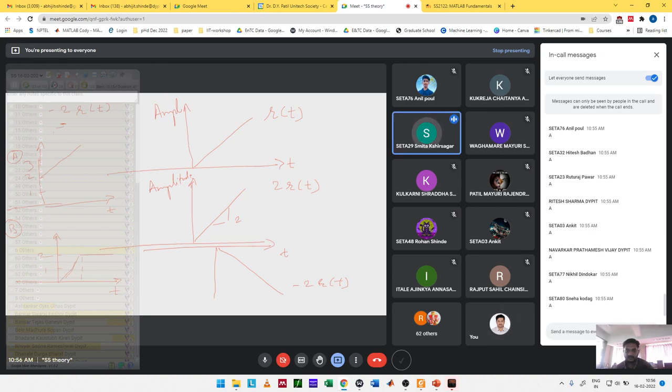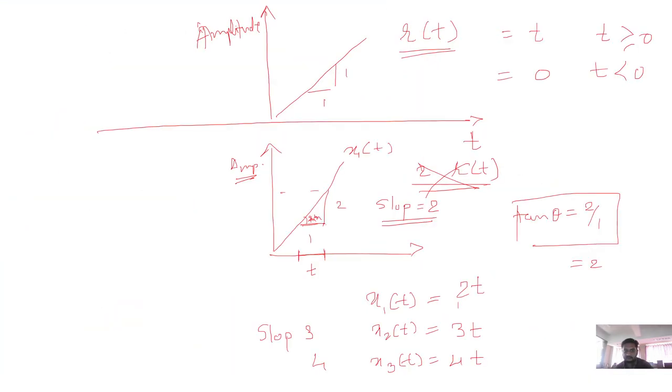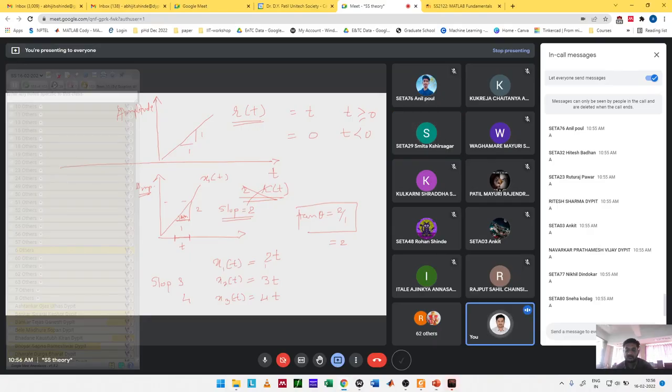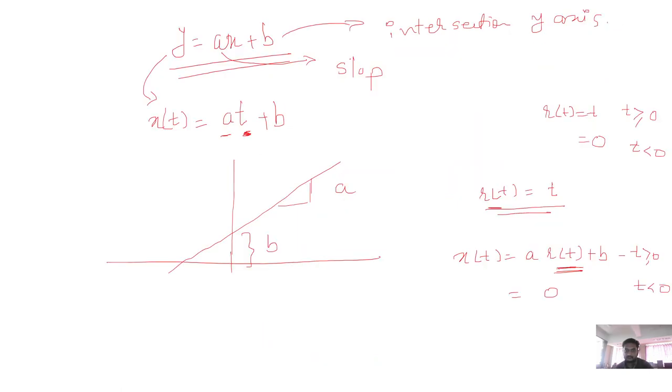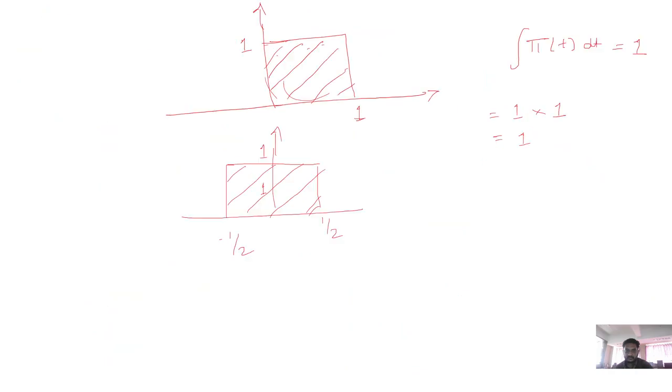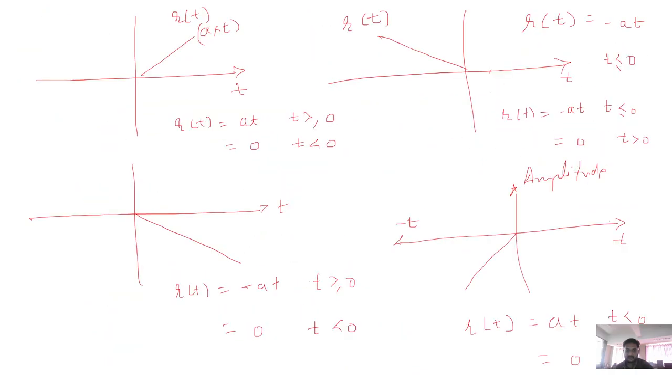Okay. So, but agar humne t is less than or equal to consider kiya to wo second quadrant mein aega na? Aapne jo kal do conditions di thi wahan pe r of t is equal to minus t if t is less than or equal to 0. This one to wo second quadrant.